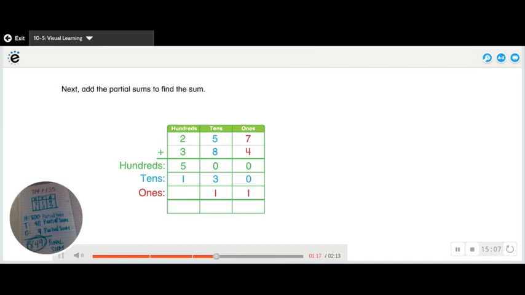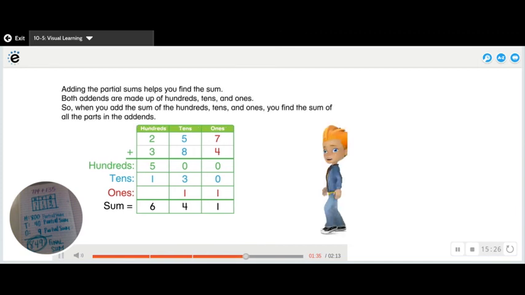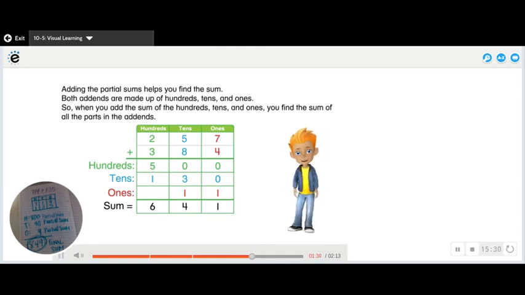Next, add the partial sums to find the sum. 500 plus 130 plus 11 equals 641. So 257 plus 384 equals 641. Adding the partial sums helps you find the sum. Both add-ins are made up of hundreds, tens, and ones. So when you add the sum of the hundreds, tens, and ones, you find the sum of all the parts in the add-ins. Using partial sums makes adding big numbers easier.